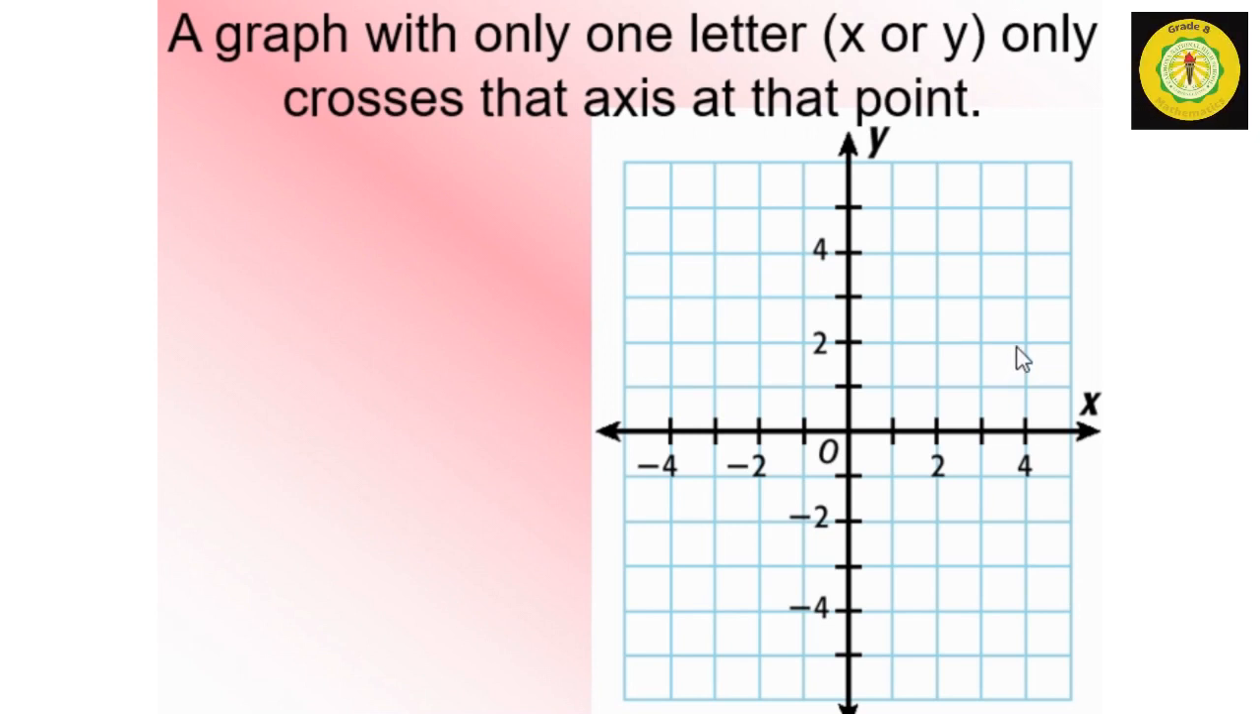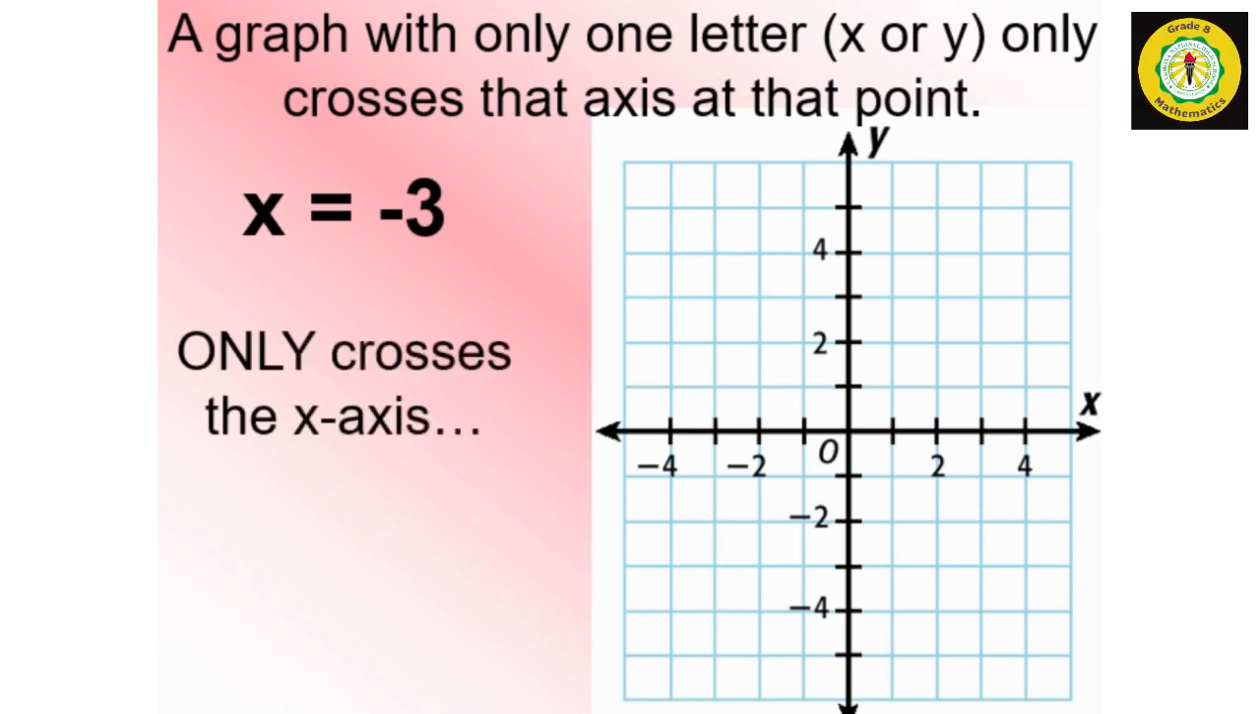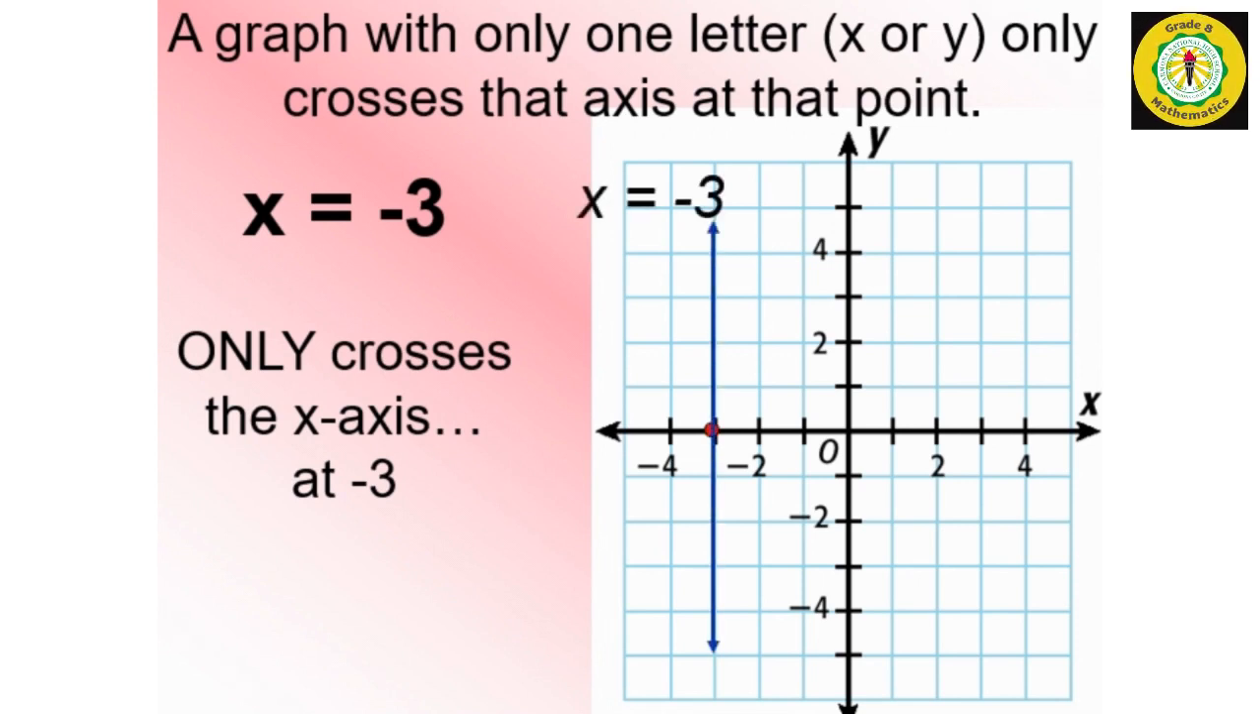Class, always remember a graph with only one letter, x or y, only crosses that axis at that point. Example, x equals negative 3. So, it only crosses the x-axis at negative 3. So, here is negative 3. So, x equals negative 3.